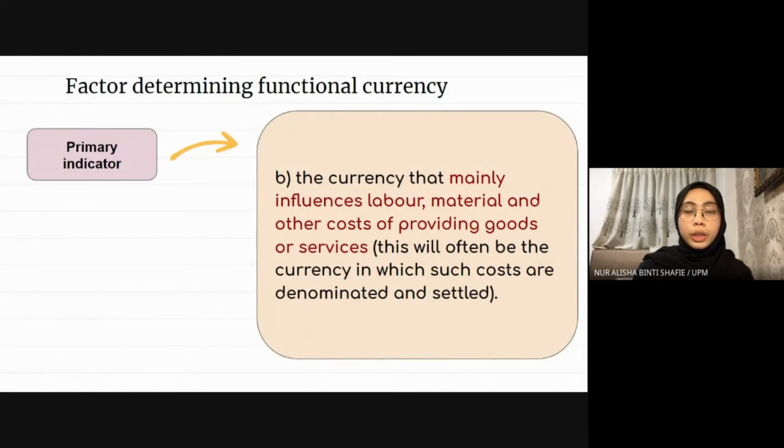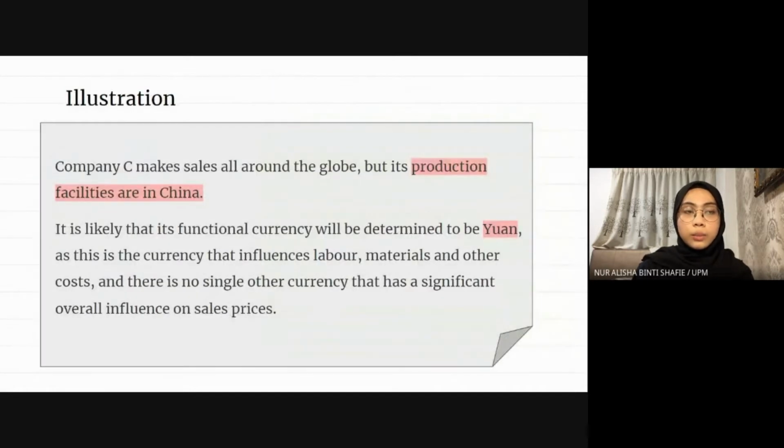still under the primary indicator, the factor that needs to be considered is the currency that mainly influences labor, material and other costs of providing goods and services. Let's see the examples for these situations. Company C makes sales all around the globe, but its production facilities are in China. So for this example, the functional currency will be yuan because this is the currency that influences labor, material and other costs.